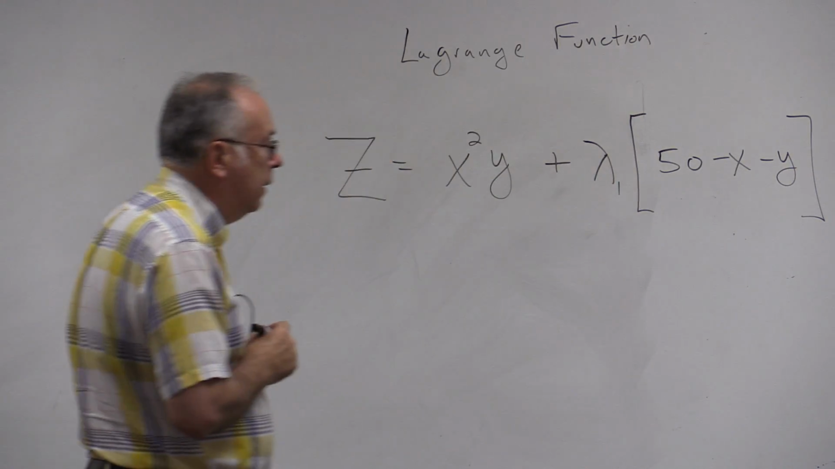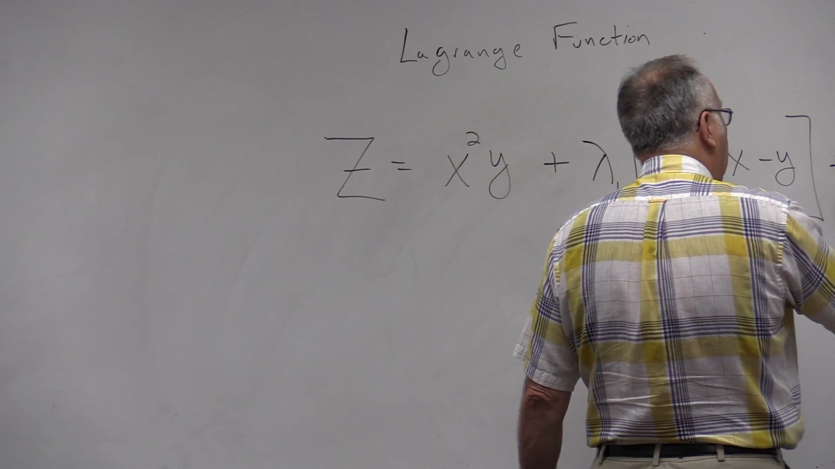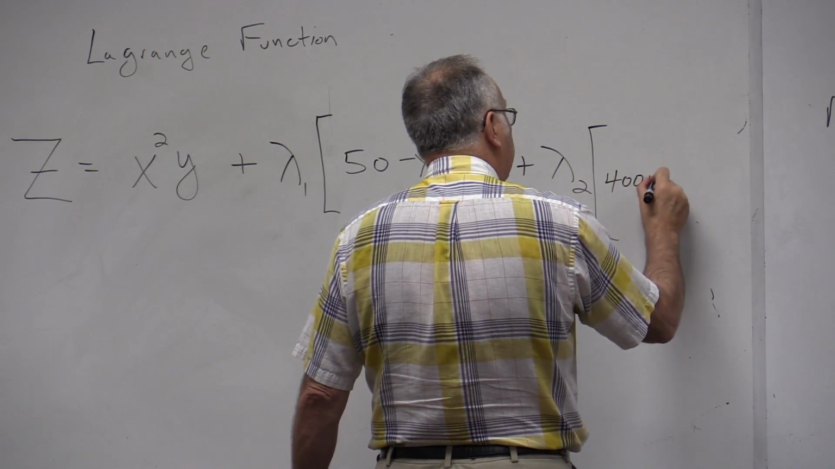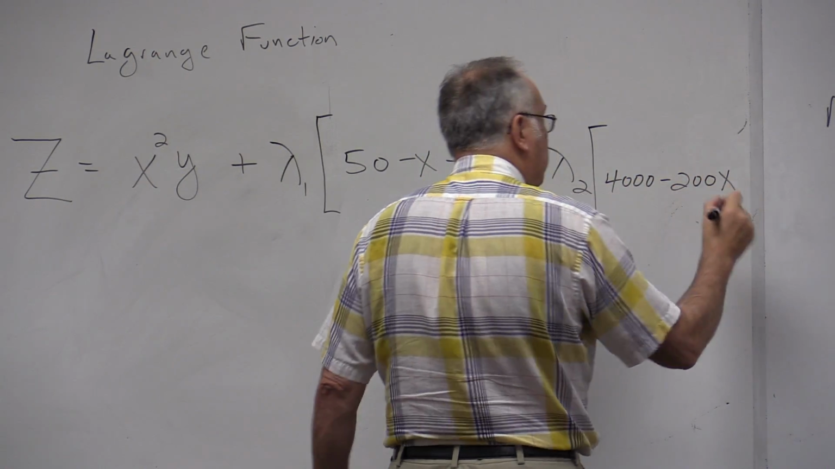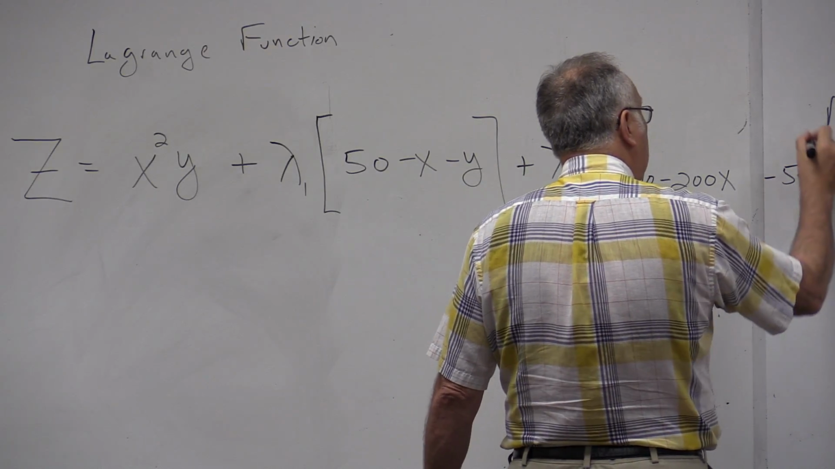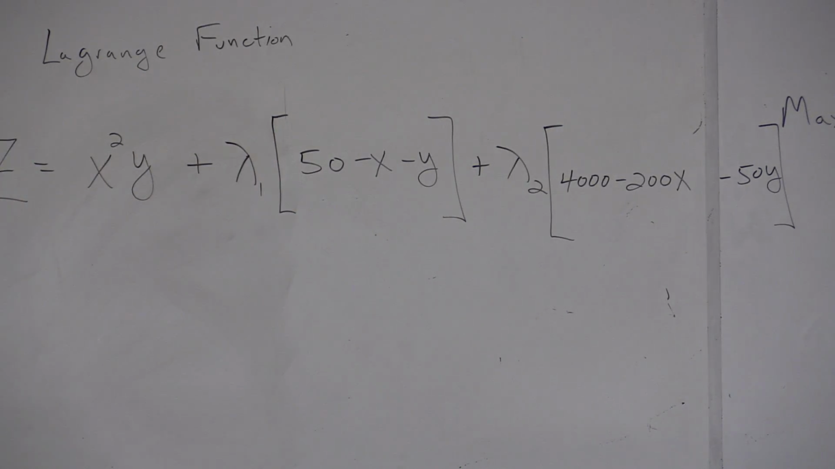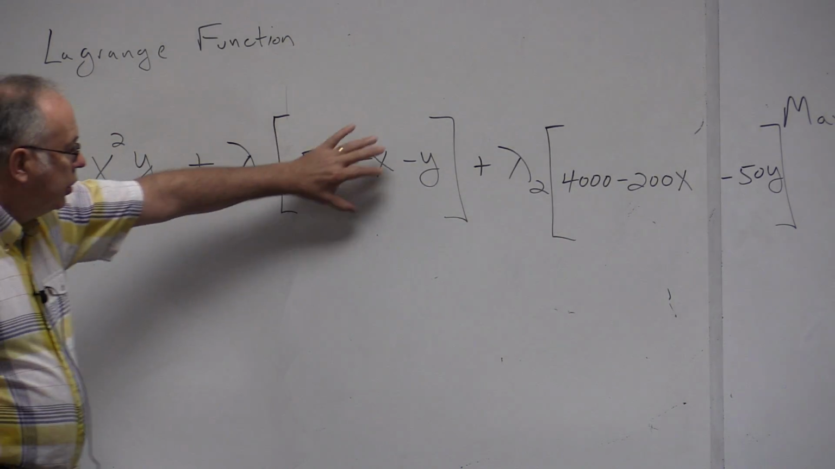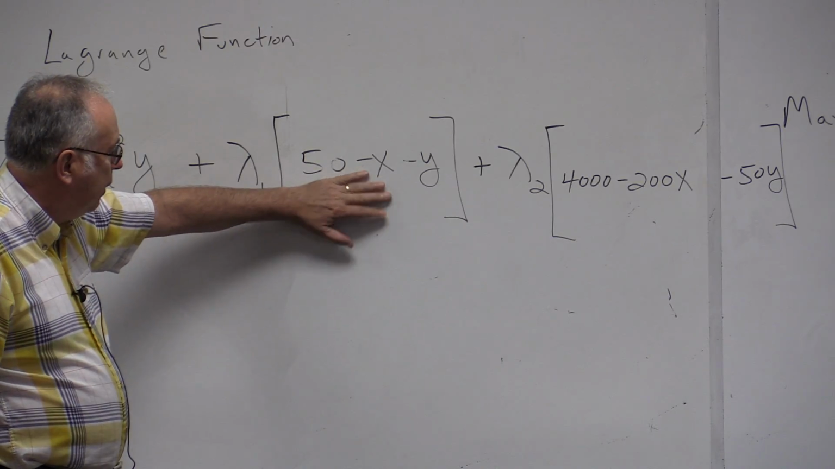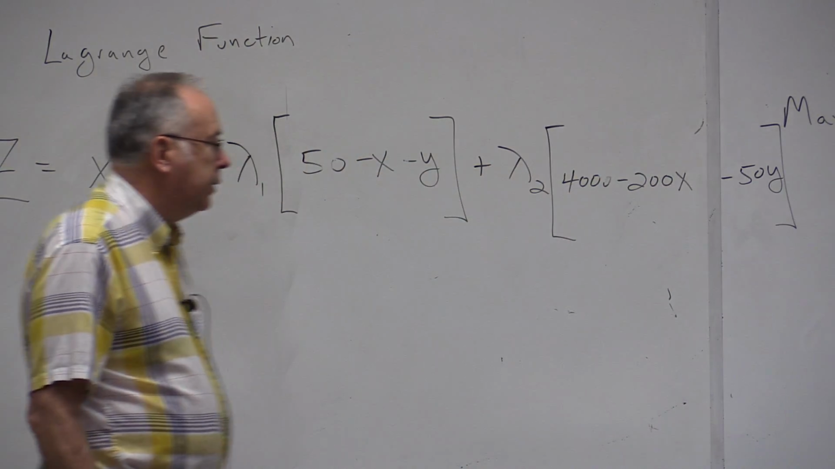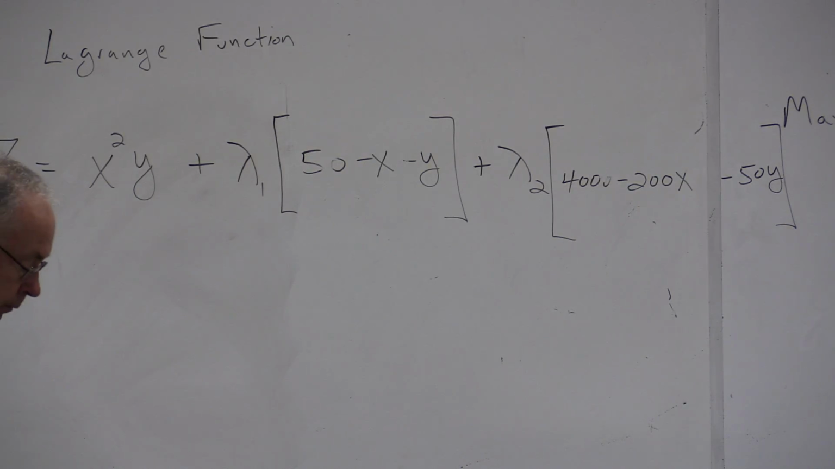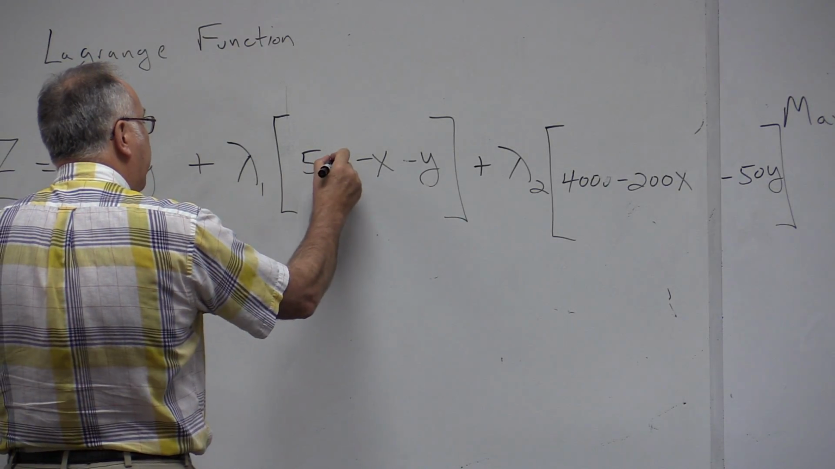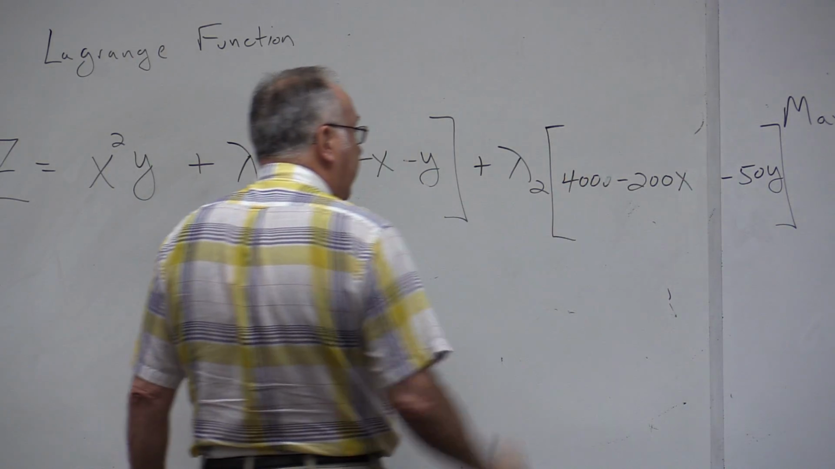Plus lambda 2 times the calorie constraint. Very good. This is our objective function that we're trying to maximize, subject to the constraints that these be greater than or equal to 0. Or in other words, that your expenditure, x plus y, is less than or equal to 50, and your calories consumed are less than or equal to 4,000.